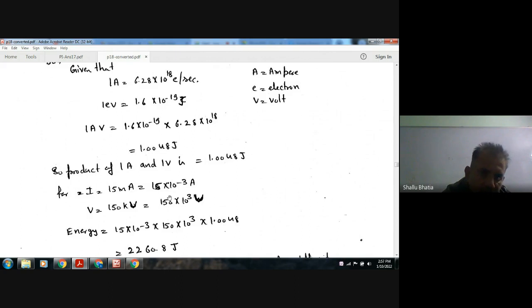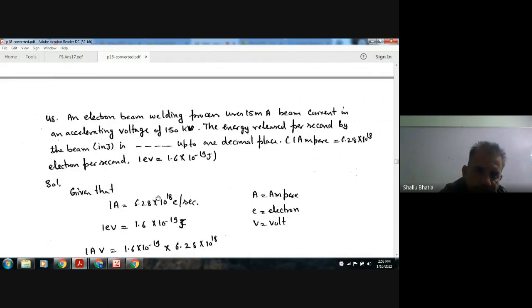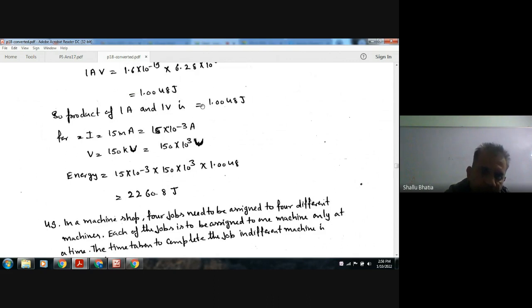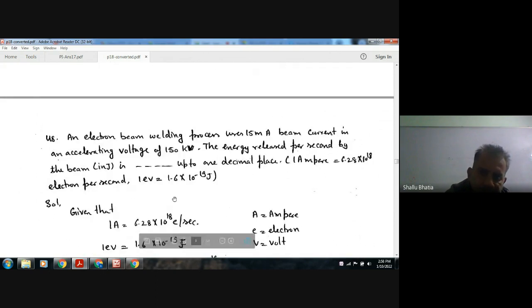Now your V is given as 150 kilowatt and I is given as 15 milliampere. So this is where V into I is this much, and 1 electron volt is this quantity. Multiplied by this we get 2260.8 in 1 second. So this is the energy released per second.